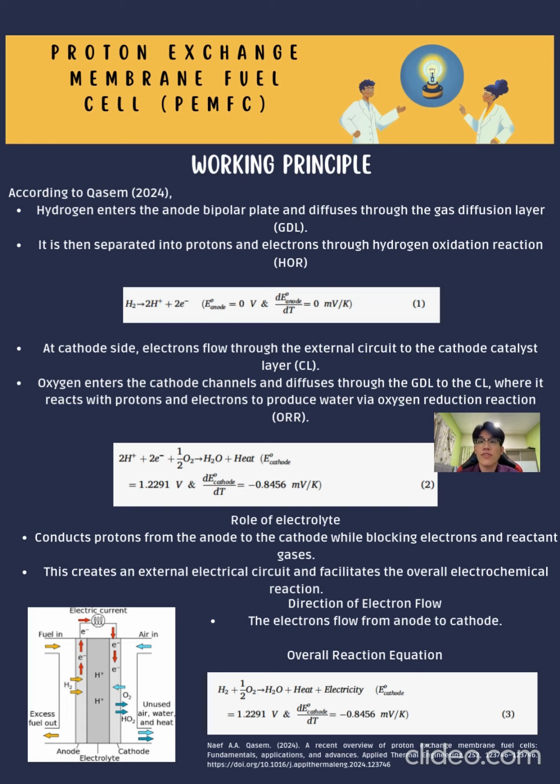So, at the anode side, the hydrogen is separated into hydrogen ions and electrons. Meanwhile, at the cathode side, the hydrogen ions will react with electrons and oxygen to produce water and heat through oxygen reduction reactions. The role of the electrolyte in PEMFC is to conduct protons from the anode to the cathode while blocking electrons and gases. The flow of electrons is shown in the figure below, where it is conducted from anode to cathode.